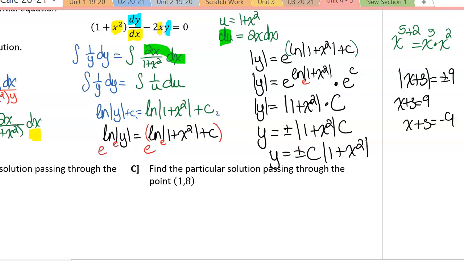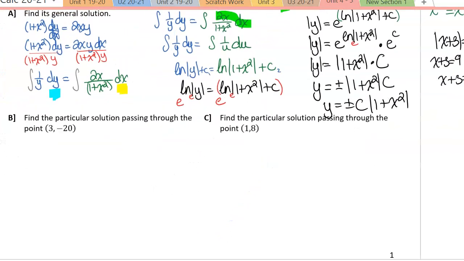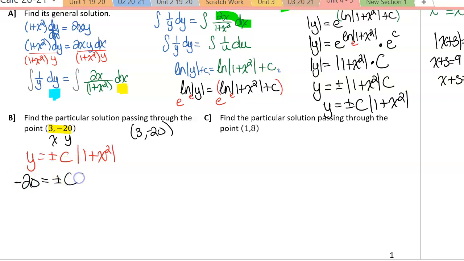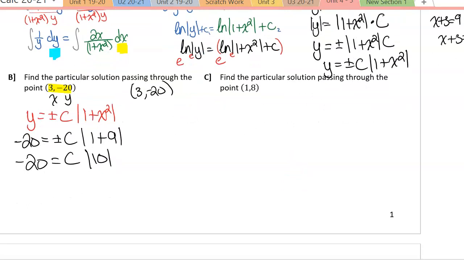All right, that was quite a bit of math and applying properties of exponentials. Okay, so now that we've found a general solution, let's go ahead and use this to find the particular solution by using these coordinate points that we're given. Remember, these are x and y. So y equals plus or minus c times the absolute value of 1 plus x squared. And we're going to use these values of 3 and negative 20 to find c. So negative 20 equals the unknown c times the absolute value of 1 plus 3 squared, which is 9. I can just drop the plus or minus for now because I'm about to find out what actual value it is. Is it positive or negative c?